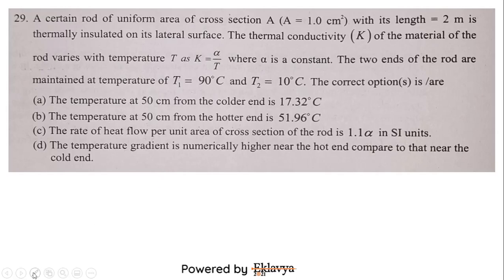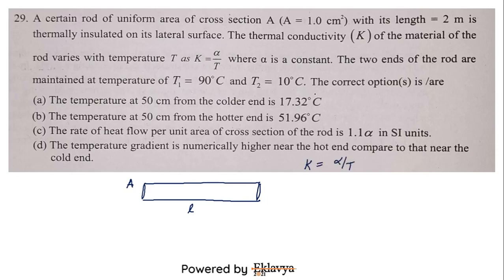So we are now looking at the next question. A certain rod of uniform cross-section area A and length L. So there is a rod given to us. The cross-sectional area is given, the length is given. It's thermally insulated on the lateral surface. The thermal conductivity of the material varies with temperature. The two ends of the rod are maintained at T1 and T2. The question doesn't say that T1 is the temperature at the left hand, but let's just assume that.